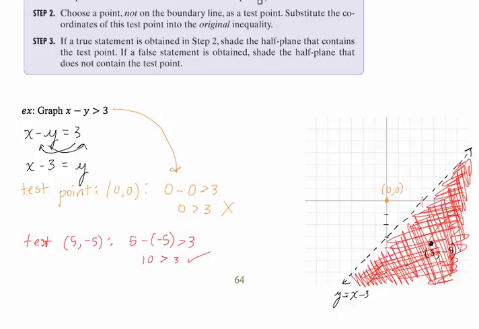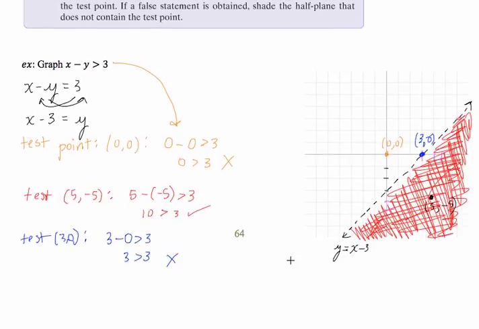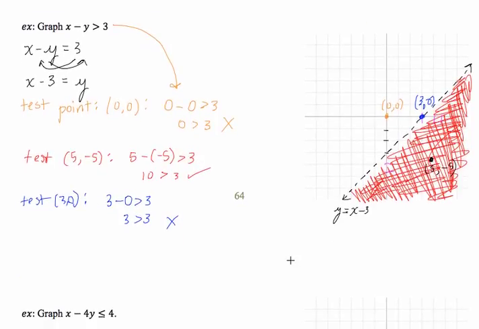Now a point on the line should make it false. So let's test a point on the line. How about that one right there? 3, 0. Let's test 3, 0. Plugging in 3 for x and 0 for y, we'll have 3 minus 0 is greater than 3. 3 is not greater than 3. 3 is equal to 3, so that's a false statement. Okay, so that's why we have a dashed line, so that we don't include those points on the line.